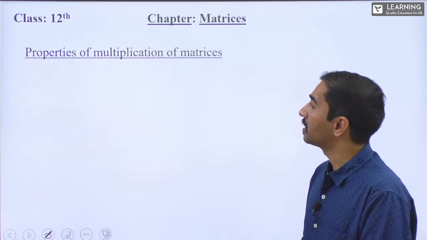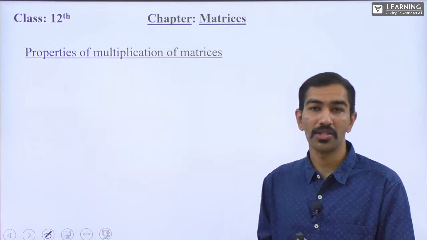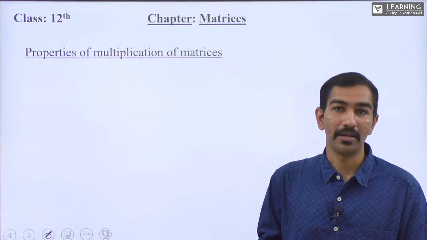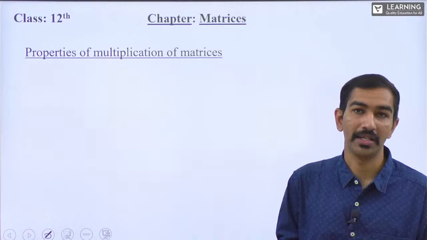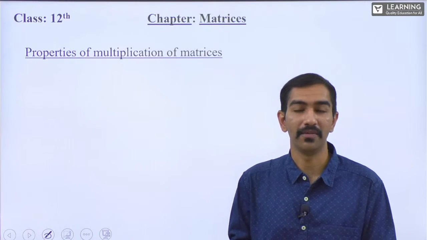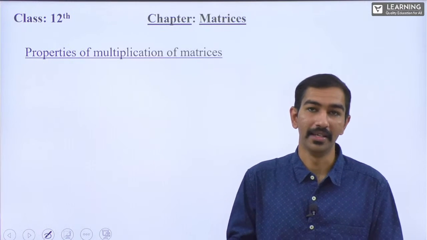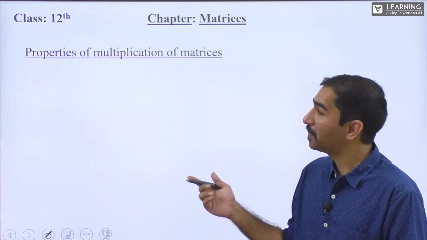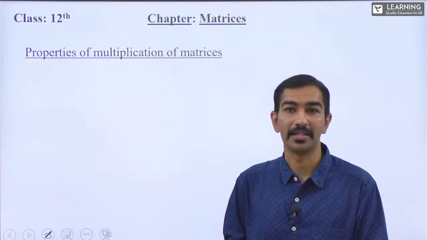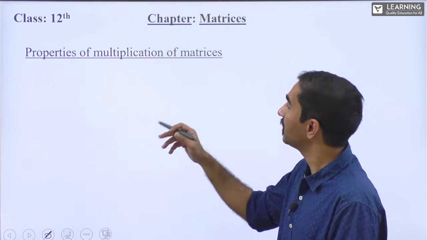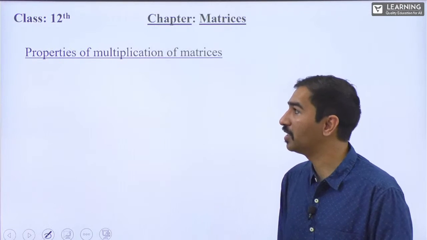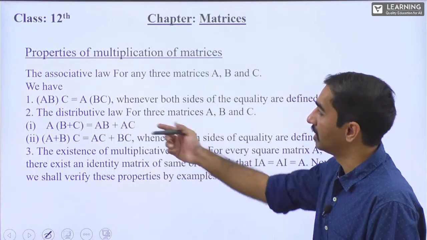Properties of multiplication of matrices. What was the very first property we saw in today's session? Properties of matrix addition, that is associative, commutative, existence of additive inverse and existence of additive identity. The second we saw as properties of scalar multiplication of a matrix. Now the third one, properties of matrix multiplication, or multiplication of matrices. Here we have three properties.